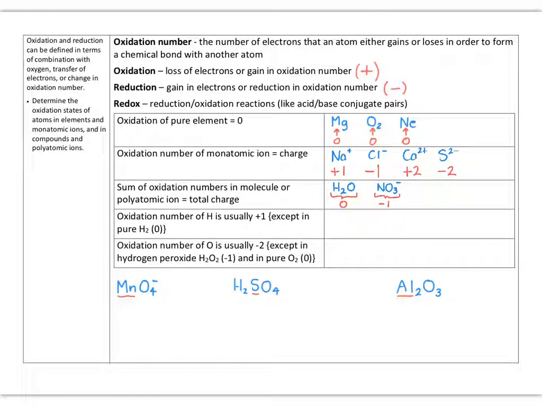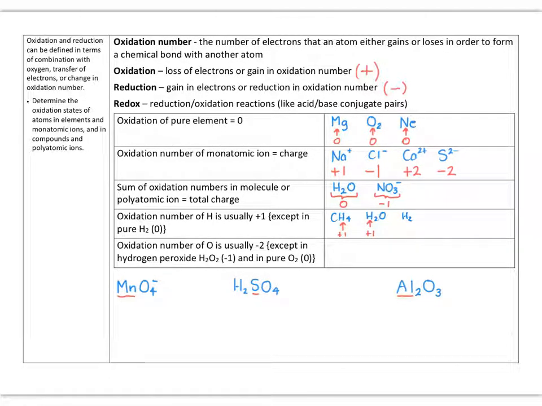Now, the oxidation number of hydrogen is usually +1. So if we have compounds like our methane that we talked about before, or if we have H2O in water, the oxidation number of the hydrogen is +1. However, if it's in pure hydrogen gas, we go back to that first rule. So it's a pure element. So in pure hydrogen gas, it would be 0.